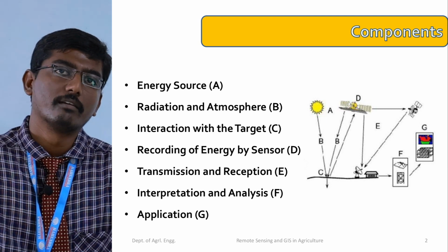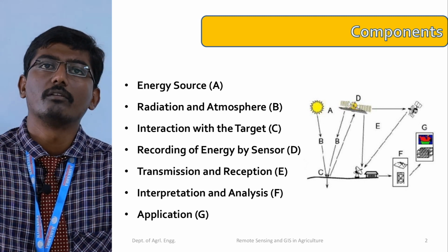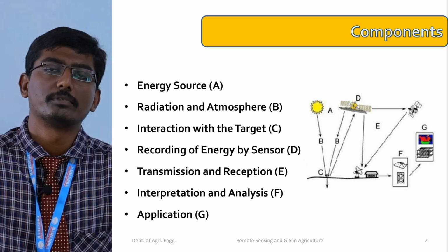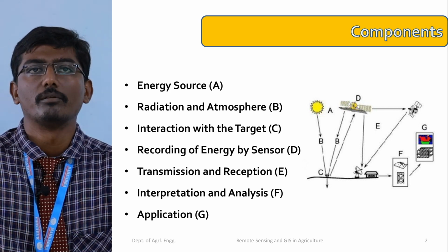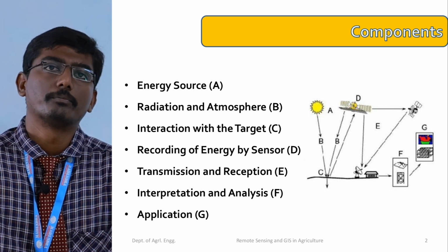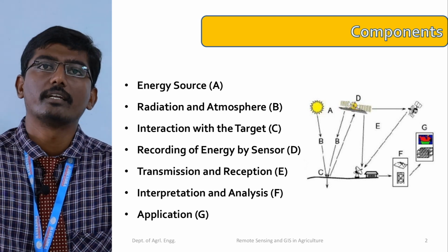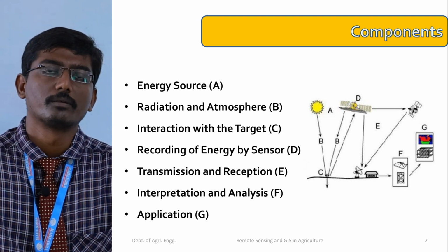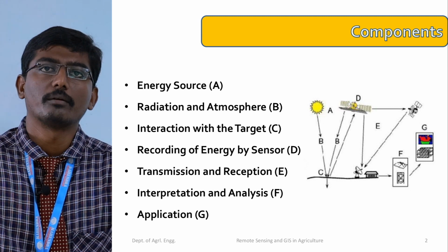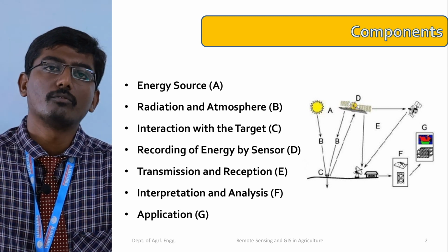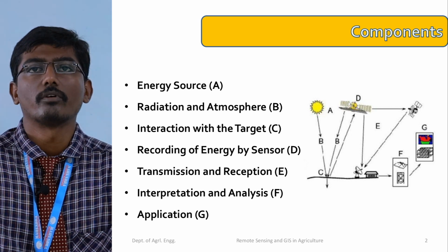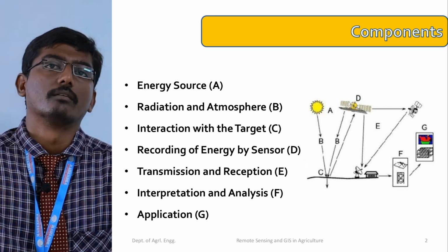The sensor will gather the information and it will be sent for transmission and reception of data, and after the transmission and reception, the interpretation and analysis will be carried out. After that, the processed maps or processed data will be used for application purposes. Especially in agriculture, there are various applications of GIS and remote sensing. So let us see what types of sensors are used for capturing those data.